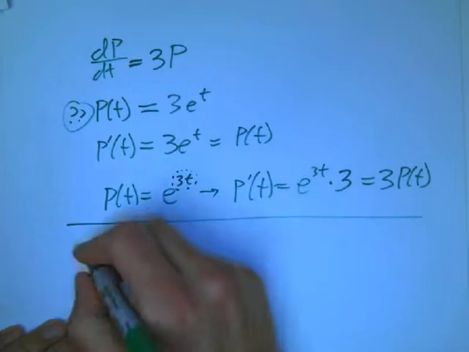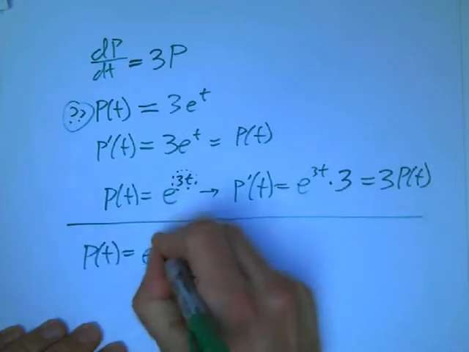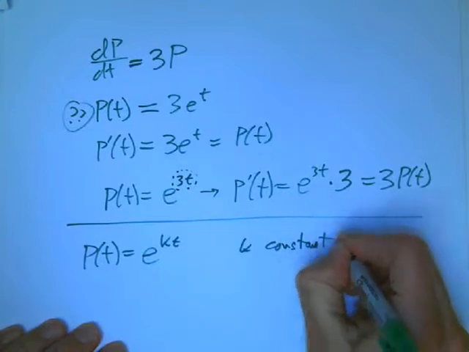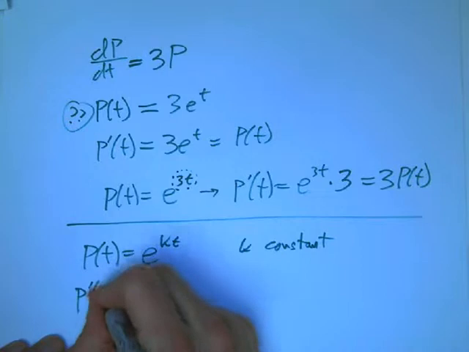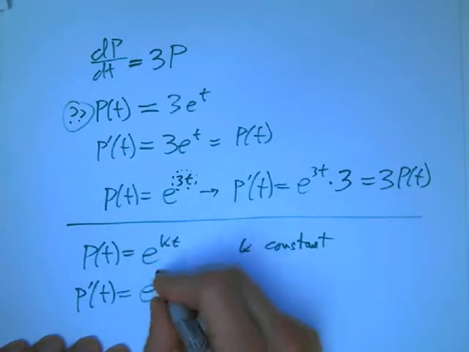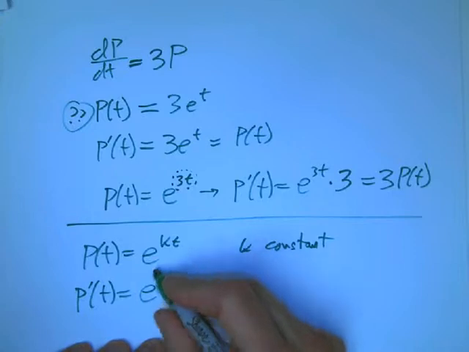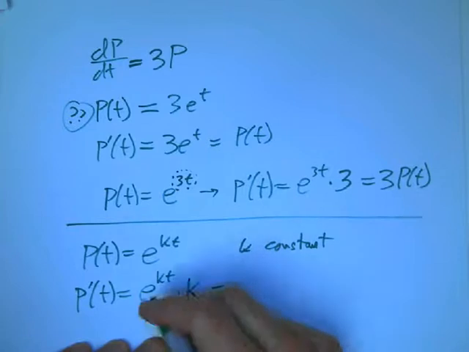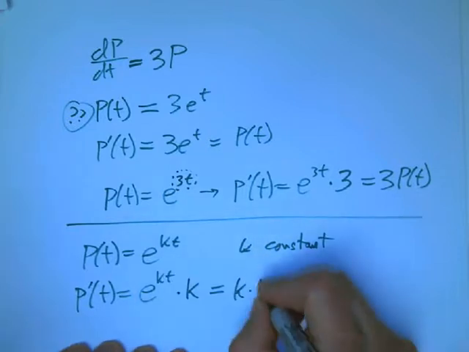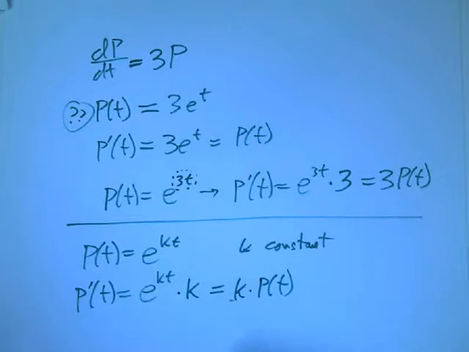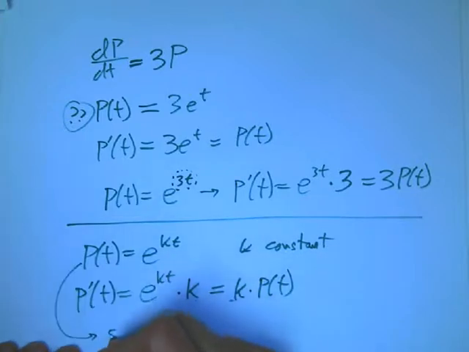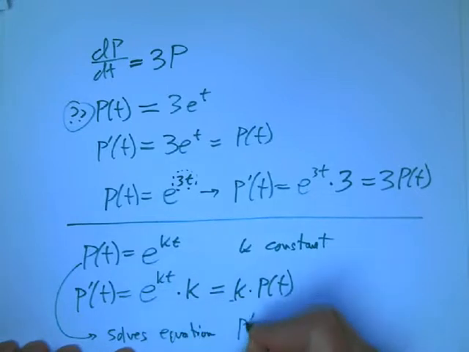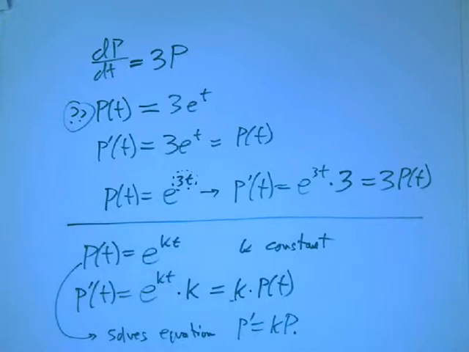And so let's see. If I have p of t is e to the kt, where k is a constant, like the 3 in this example, then the derivative of that, the derivative of an exponential is itself, but times, the chain rule is always in force, so times the derivative of kt, which when k is a constant is just k. Okay, so that's what we started with, times that constant k. And so this solves this equation, p prime equals kp.